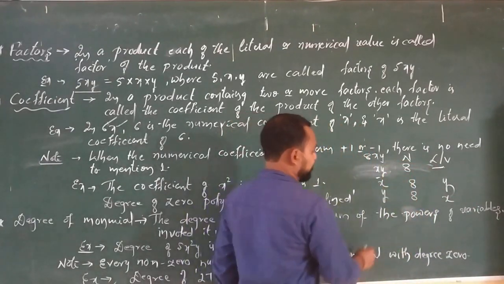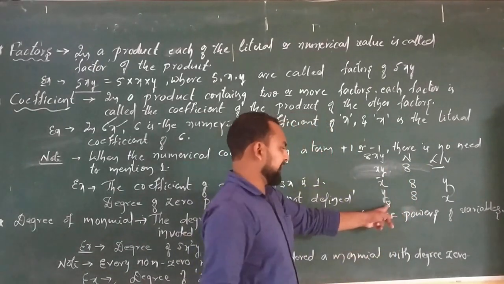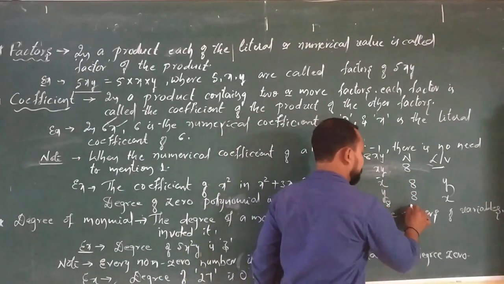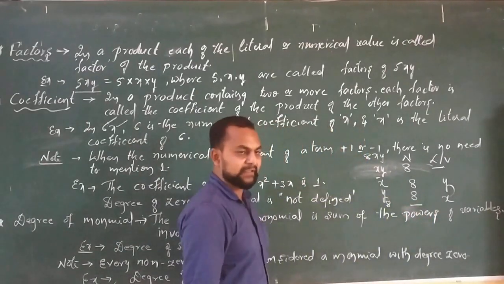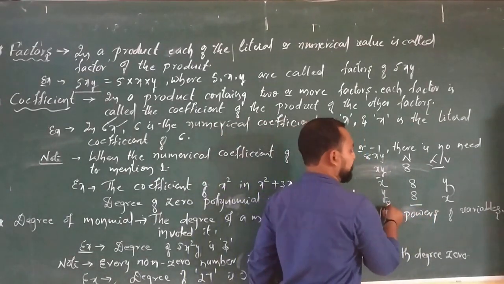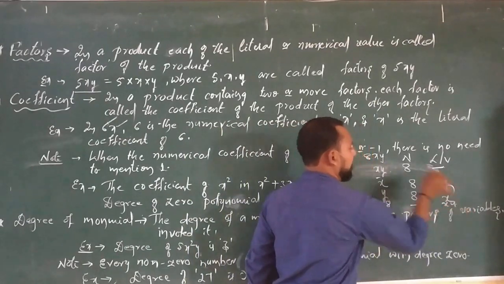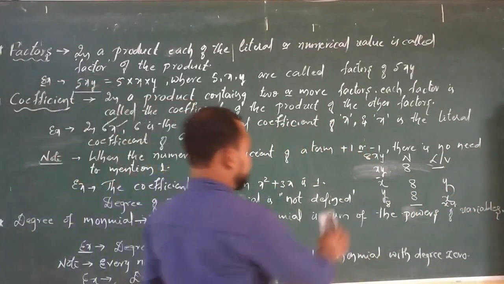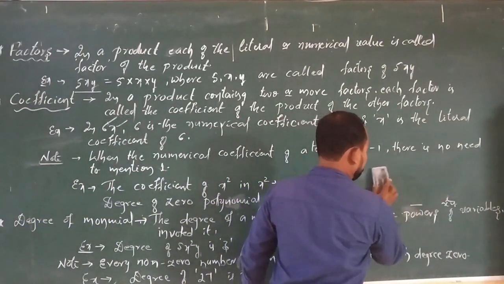Then take 8. The numerical coefficient of 8: there is no numerical coefficient. The literal coefficient of 8 is xy. Take another example, one more example.